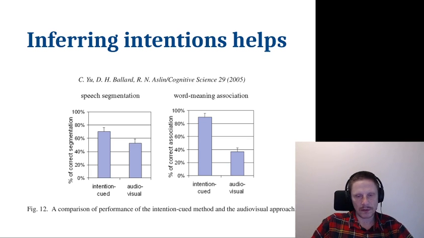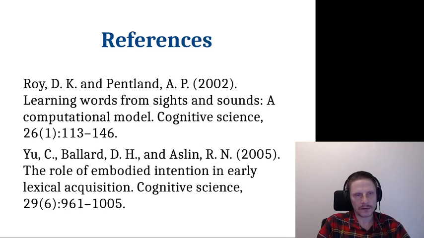These two papers, Roy and Pentland 2002 and Yu and Ballard 2005, are key pieces of work from the early part of this century, which attempted to do something along the lines of what we are currently doing in my group, and also a number of other groups are focusing on.